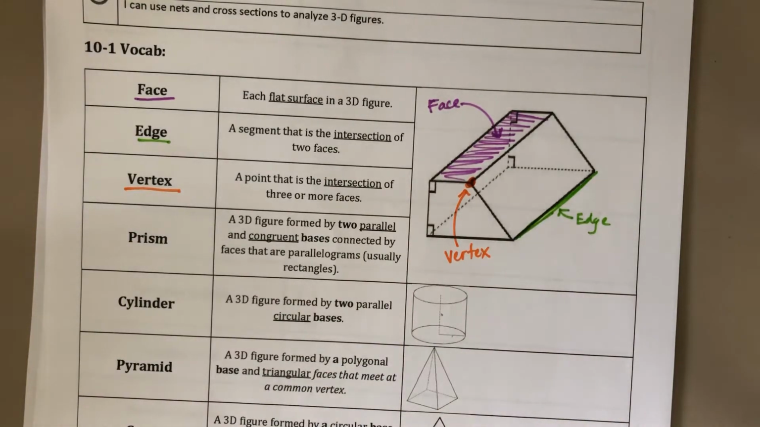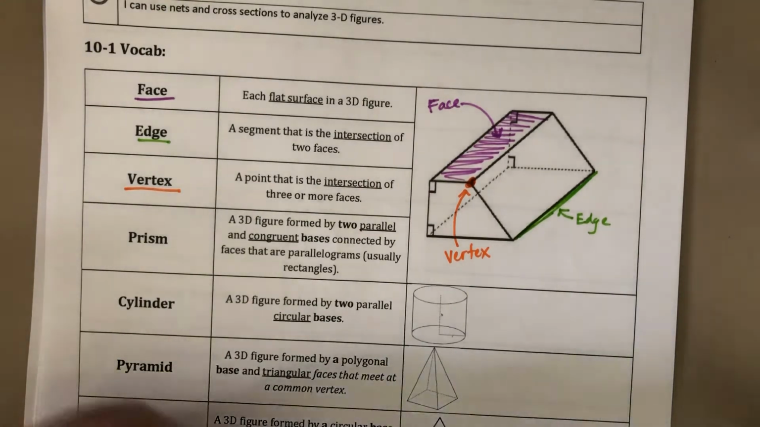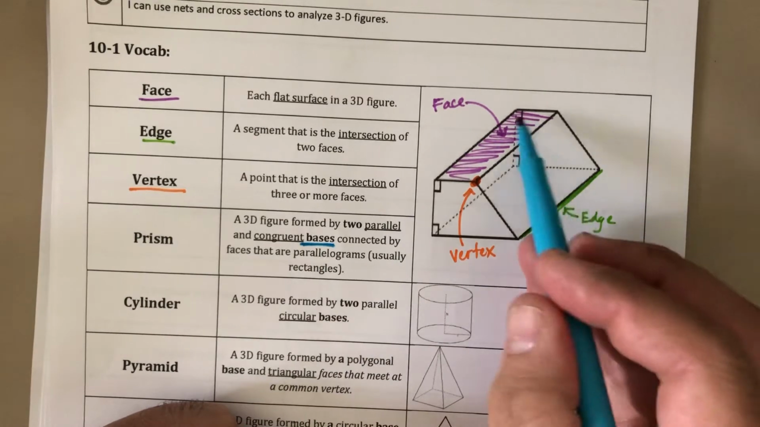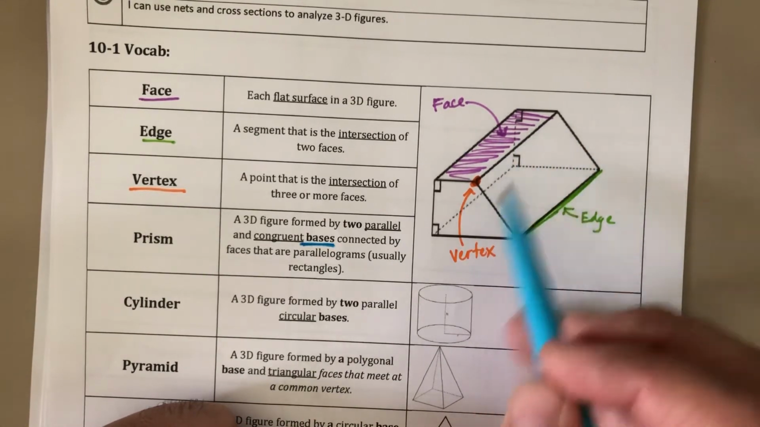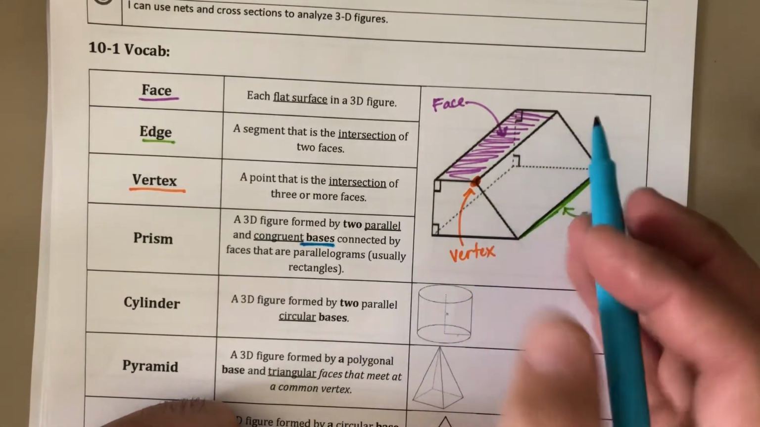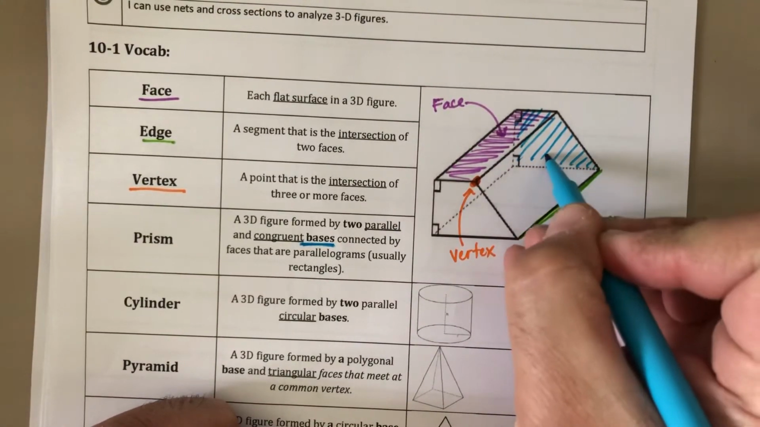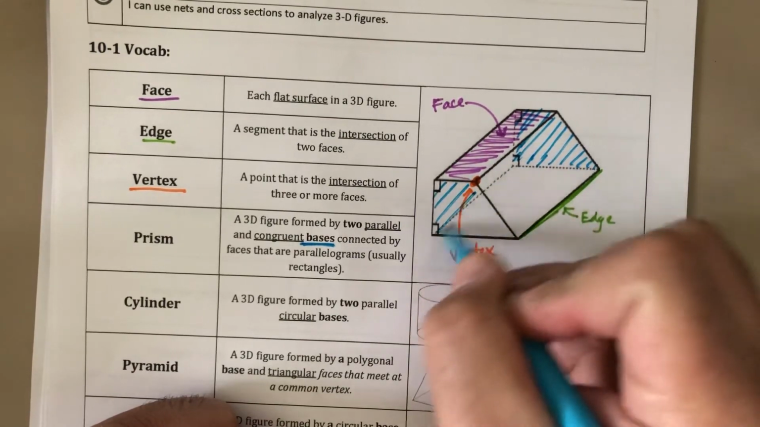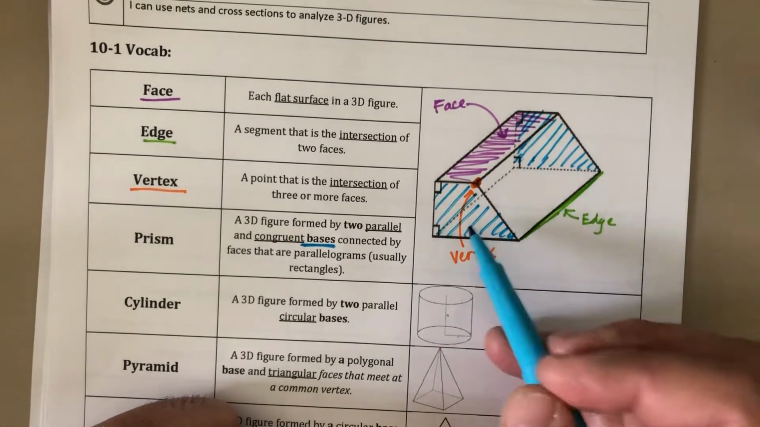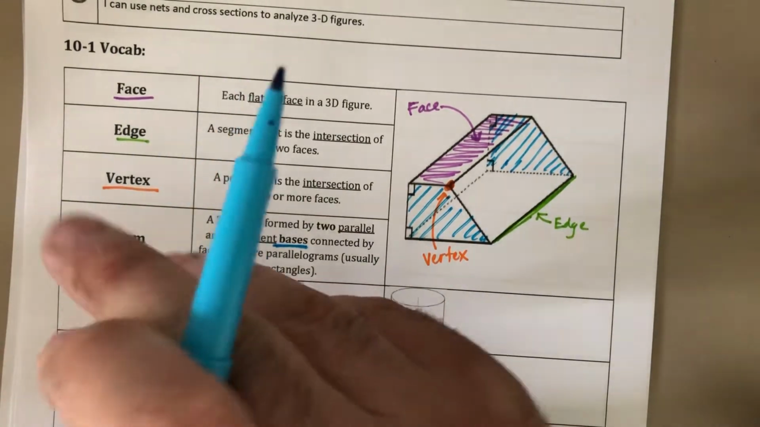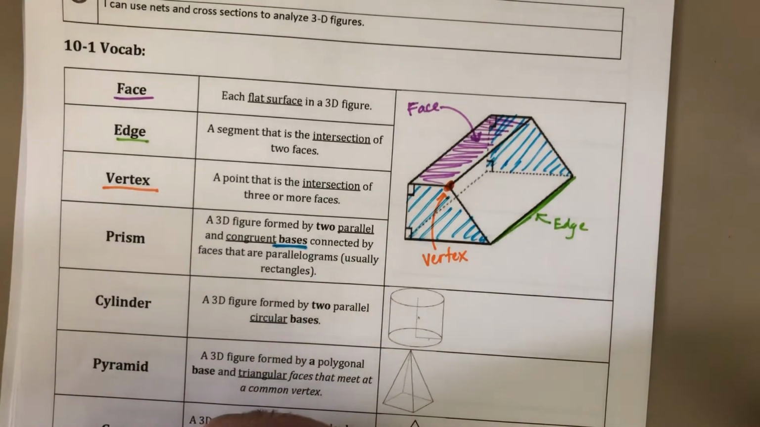If we look at, let me get another color here, it says two parallel and congruent bases. Well, these two trapezoids, the one in the back here and the one here in the front, are our bases. They're congruent, they're identical trapezoids, and they are called the bases of this. And this is where it's a little bit weird. We're used to saying base and bottom are the same thing. They're synonymous, and they're not.